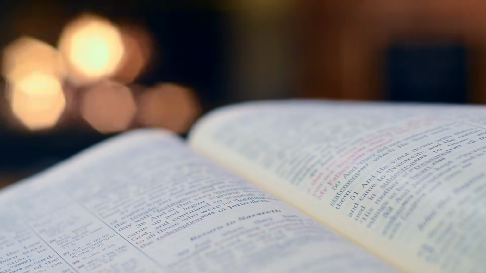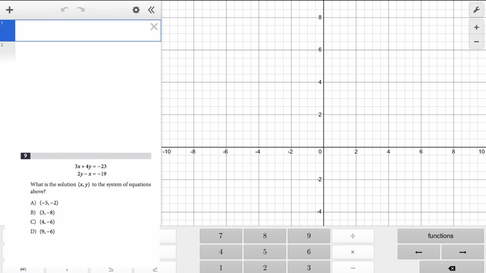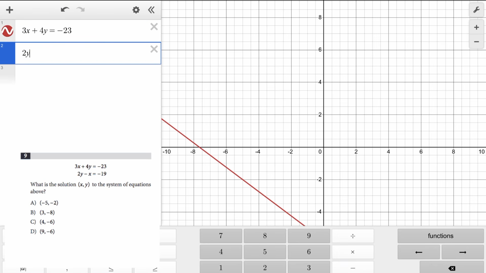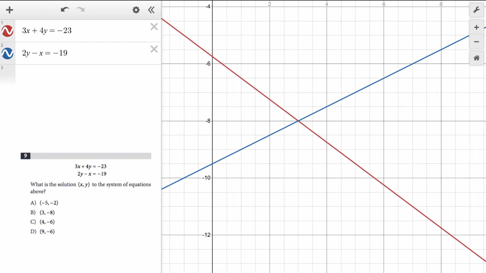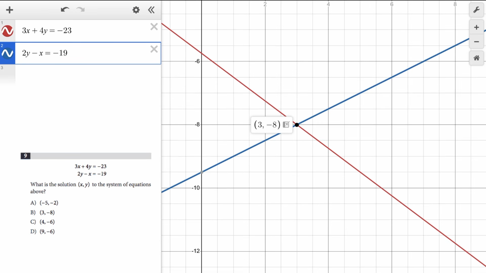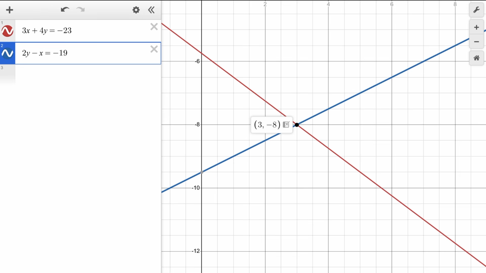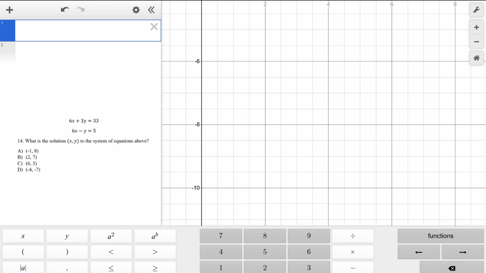Let's begin with the easiest problem type that Desmos can solve: system of equations. Here on the left, I have put up the problem. We simply put both of the equations into Desmos and see where they intercept. The point of interception is the solution. If there is no interception, there is no solution. Here are some more examples.